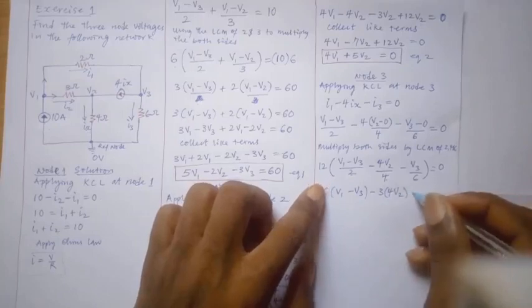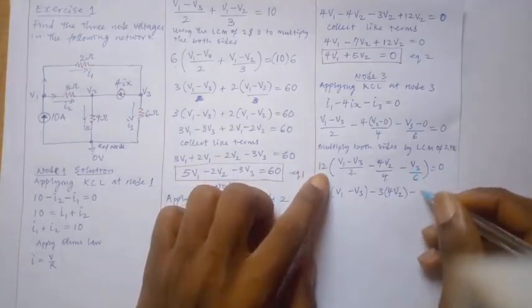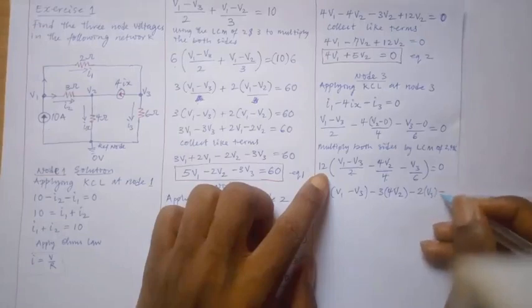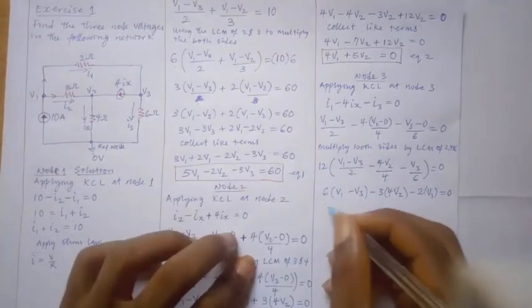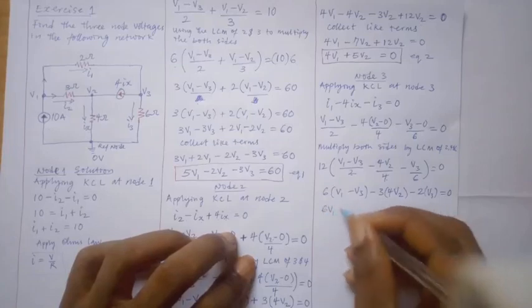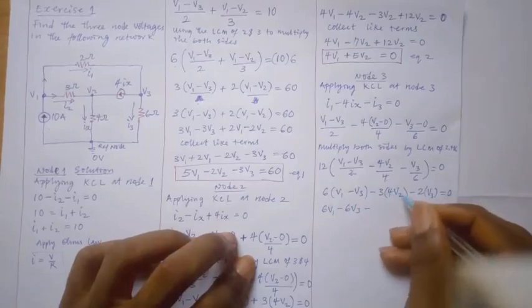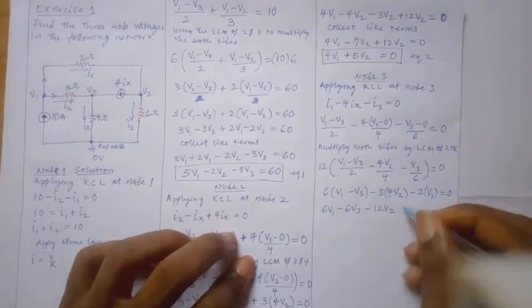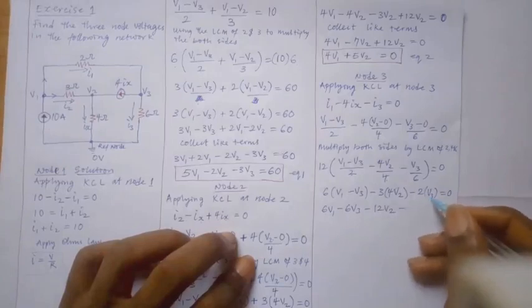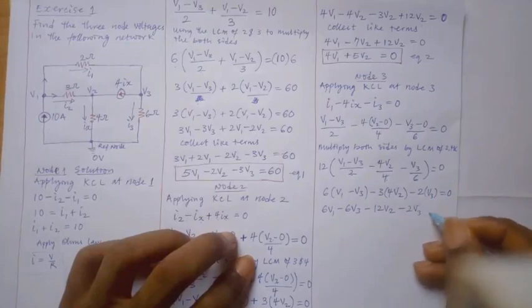Then minus, don't forget the sign here. Now 12 divided by 6 will give you what? 2. 2 into bracket V3 equal to 0. Now let's multiply it. 6 times V1, 6V1 minus 6V3 minus 3 times 4V2, 12V2. Okay? Minus 2 times V3 minus 2 times V3 gives us 2V3 equal to 0.